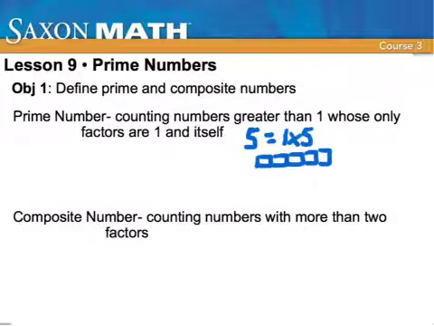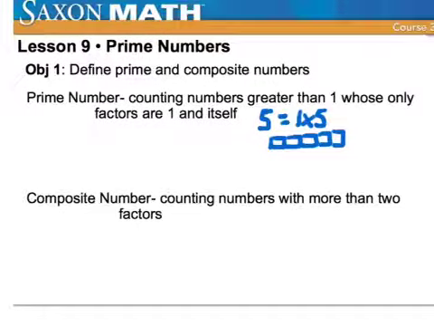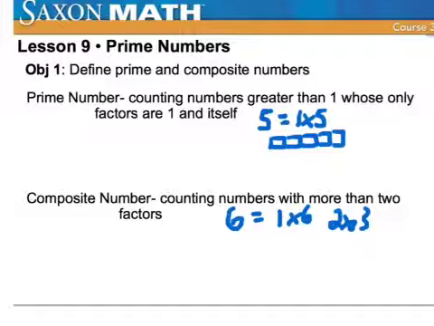Okay? A composite number, on the other hand, is a counting number with more than 2 factors. Okay, so there's more than one way I can multiply 2 numbers together to get it. So for example, a composite number would be 6. Okay? Well, how can I multiply 2 numbers together to get 6? I can take 1 times 6, and I could also take 2 times 3. So factors of 6 are 1, 6, 2, and 3.